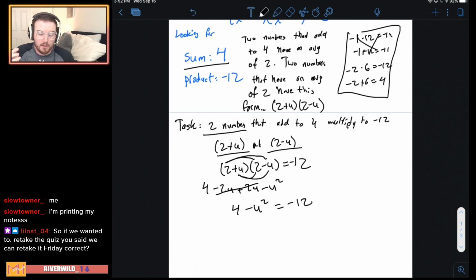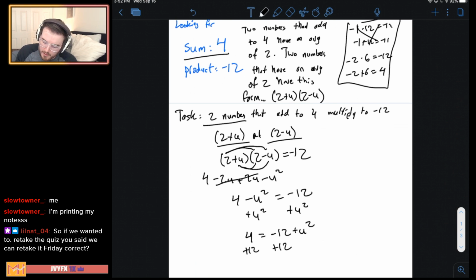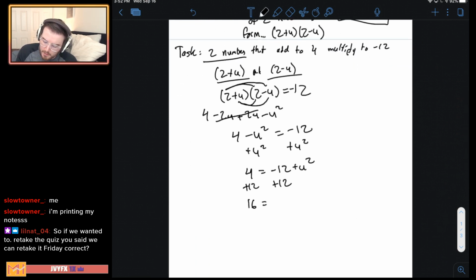So now let's solve for u. We're going to add u squared to the other side. So u squared goes over here, and then add the 12, and I get 16. Should I write that out on this one? Sure, I'll write it out on this one. So add the u squared, and then add the 12. And then how do I get rid of the squared? I take the square root.